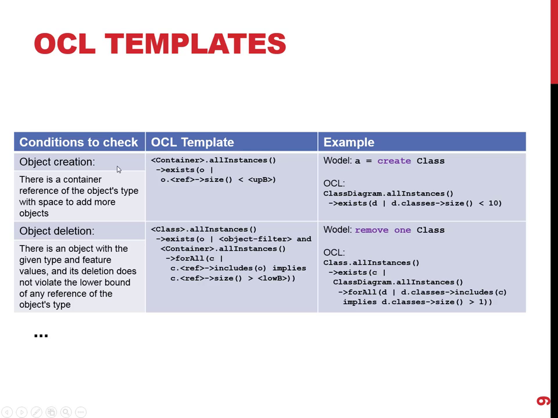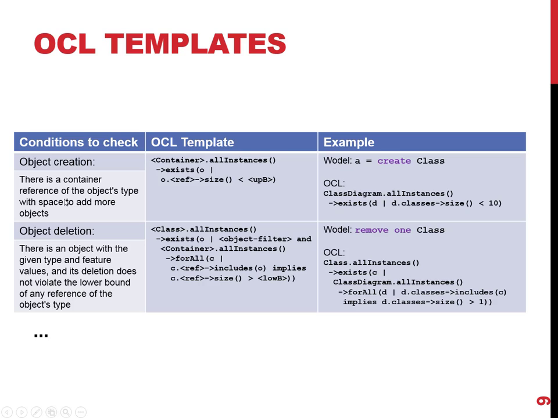In this slide, we present two templates used for these two Wodel mutation primitives, the object creation and the object deletion. The first column shows the conditions to check in natural language. The second column shows the OCL templates used in each case. And finally, the third column presents the corresponding OCL code generated for this simplified UML class diagram meta model example. The complete OCL templates table is included in the paper if you are interested in the rest of the OCL templates for the rest of the mutation operators.